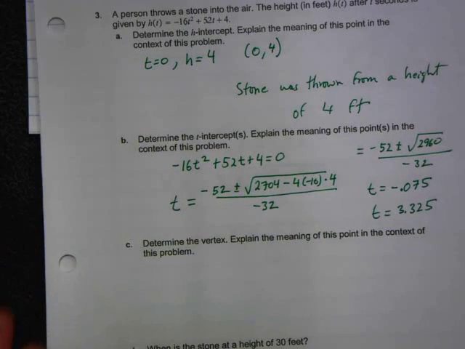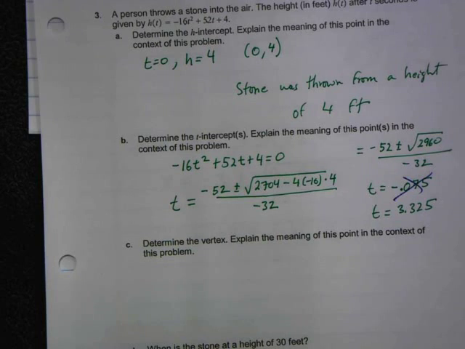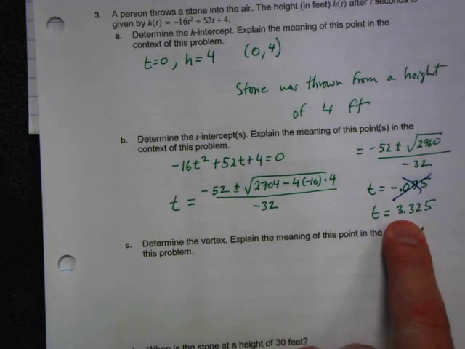All right, and then it asks, what do those mean? Well, I think one of them doesn't mean anything. Can't have negative time, so we cross out this one. Time can't be negative in this problem. So what does t equals 3.325 mean? That's when the stone hit the ground.